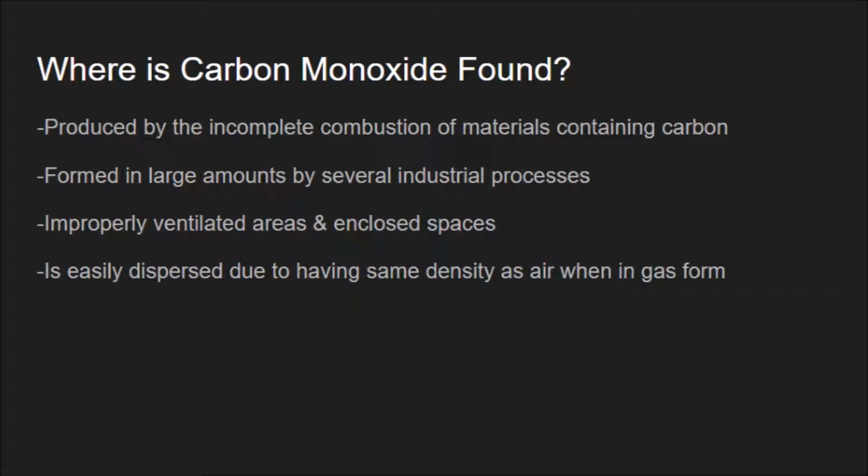Where is carbon monoxide found? Carbon monoxide is mainly produced by the incomplete combustion of materials containing carbon. This means that it is produced from anything that will burn, including solids, liquids, or gaseous material. Some common examples are anytime you burn fuel in a car or truck, small engines, stove, lanterns, grills, fireplaces, gas ranges, or furnaces. It is also formed in large amounts by several industrial processes.